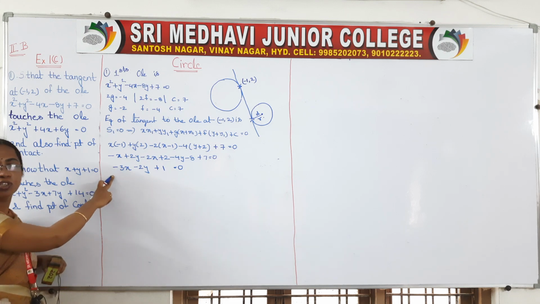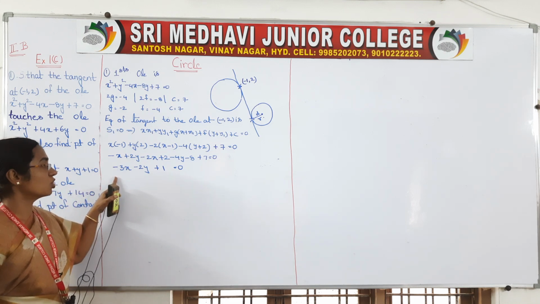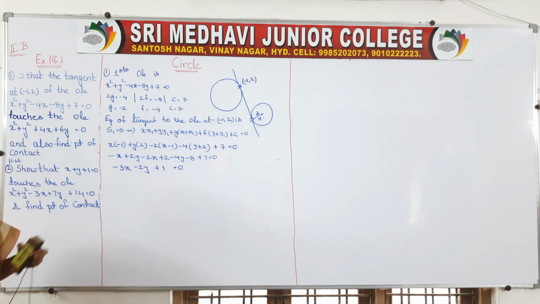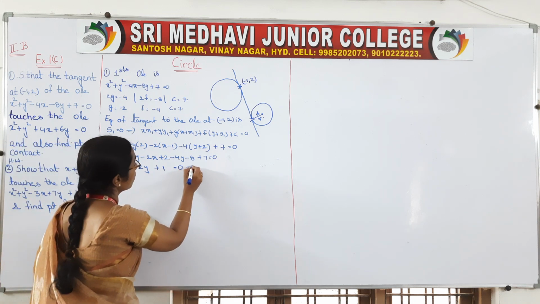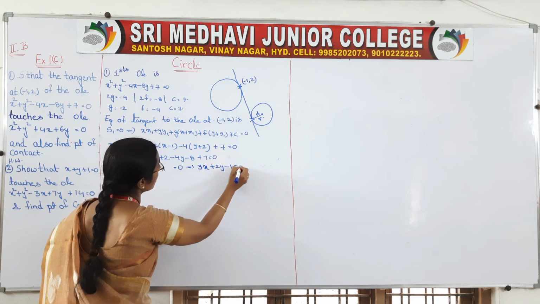But the first term should not be negative. I said so many times, right? In any equation, the first term should not be negative. So multiply both sides with minus 1. You will get your value as negative becomes positive, positive becomes negative.